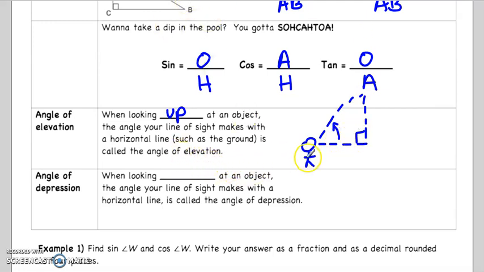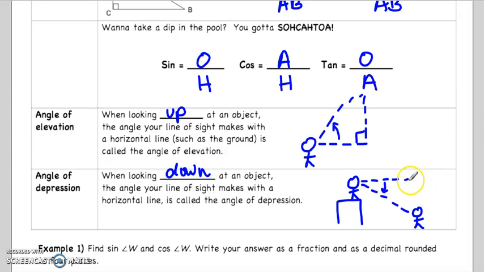Likewise, for the angle of depression, this time you will be looking down at an object. So let's suppose you are, I don't know, in a building or a tower, and you are looking down at somebody below. Hey, friend. You take your line of sight and you're looking down at them, and that angle from the line of sight down is the angle of depression. So again, what happens is we end up forming a right triangle between the two objects.